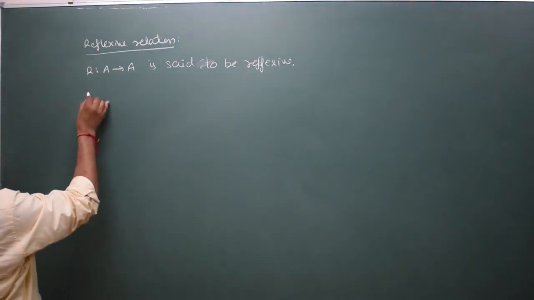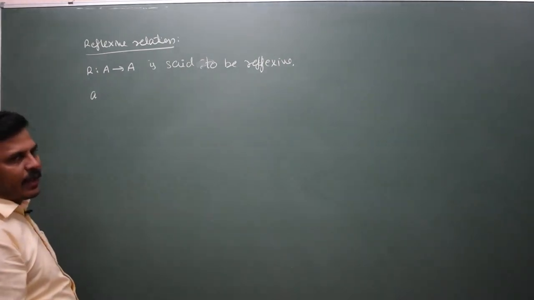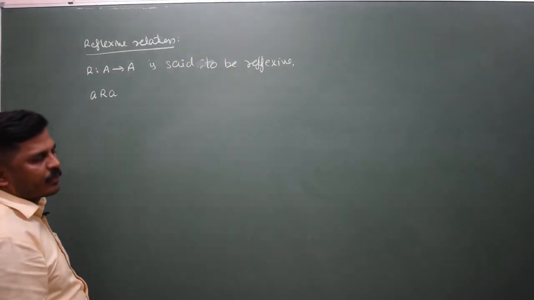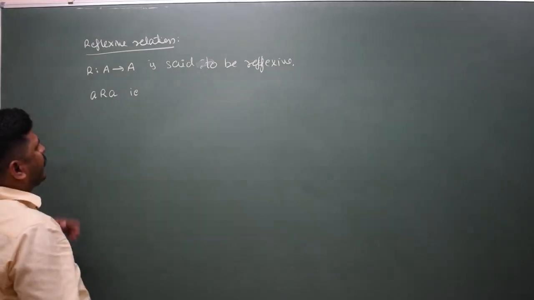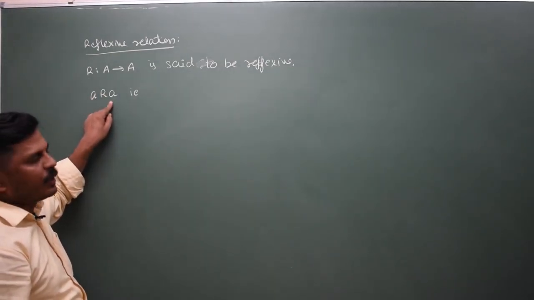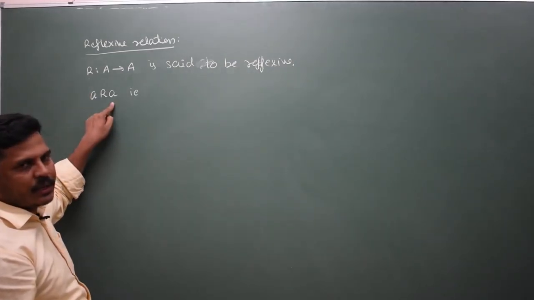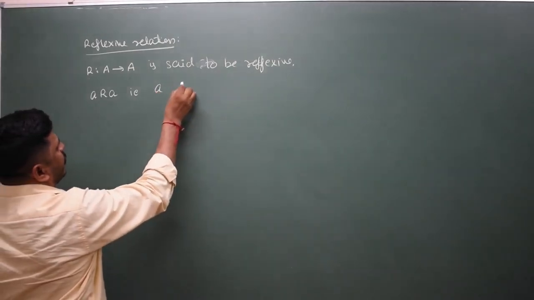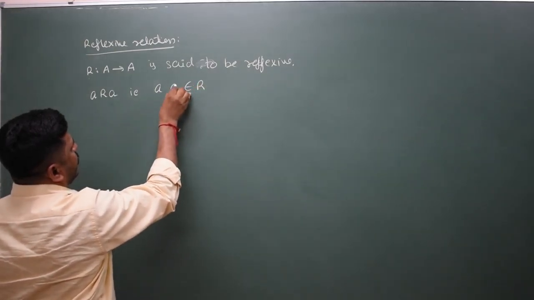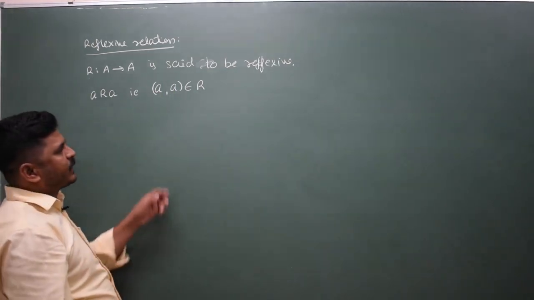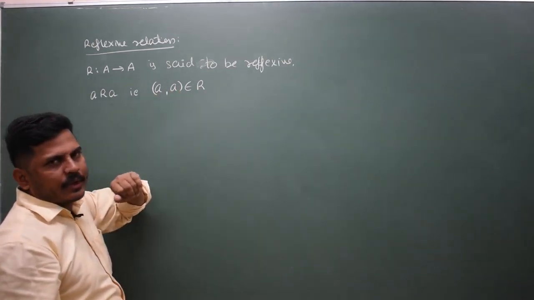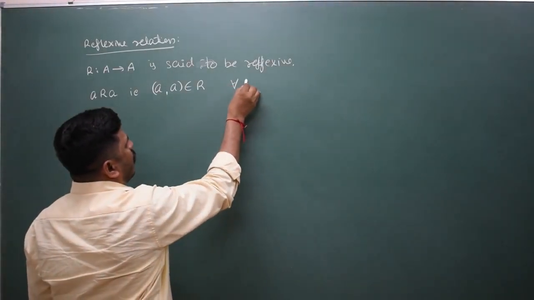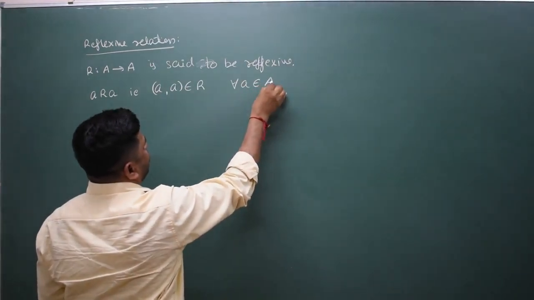Reflexive if every element in A is related to A only. That is, A is related to A only. R stands for relation. You can write it this way too: A is related to A. Read it as A is related to A, and it should be true for all A belongs to set A.